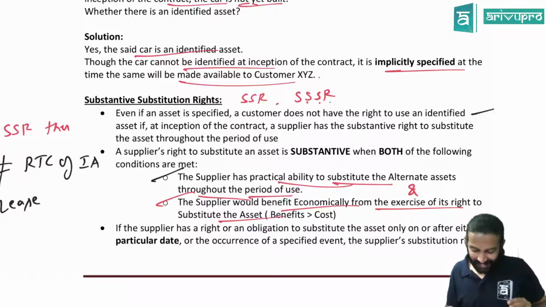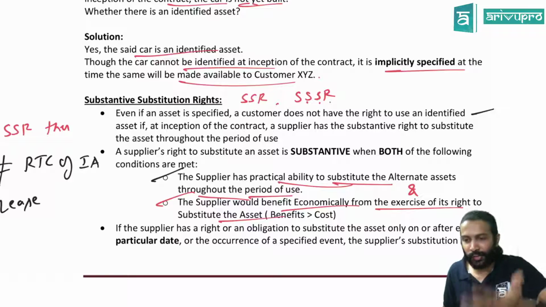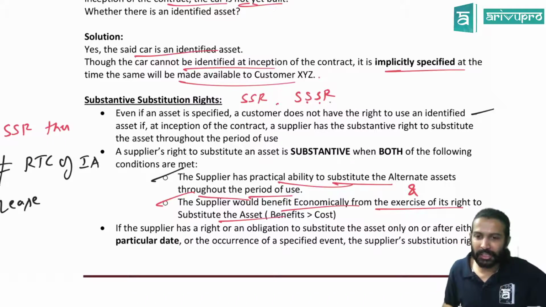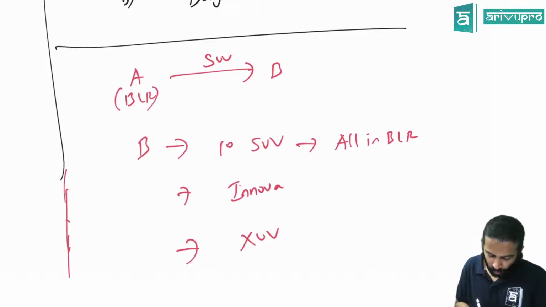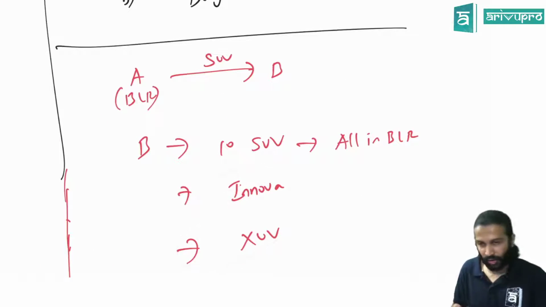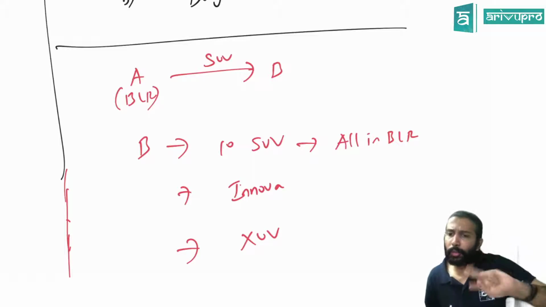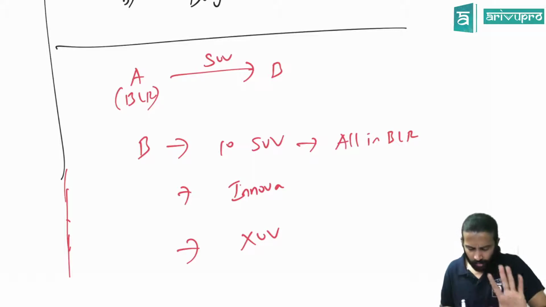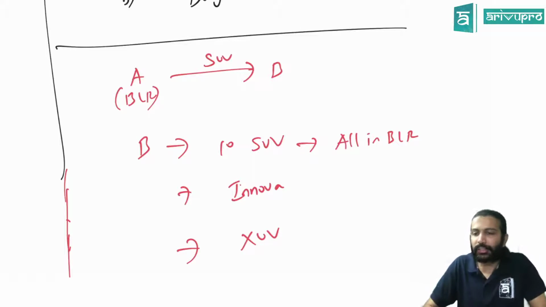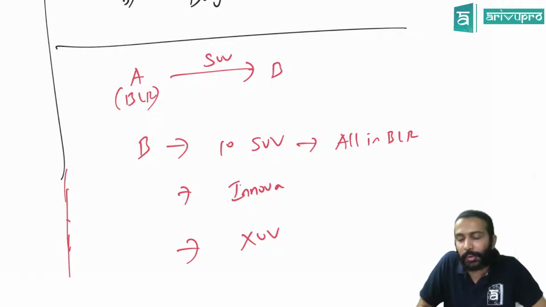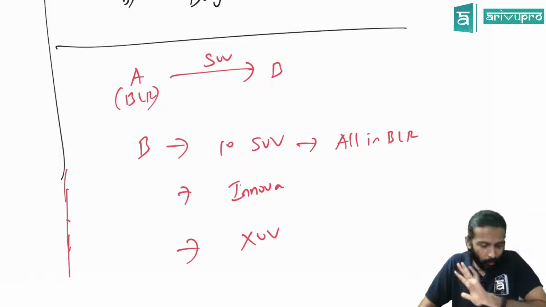If he feels that sending different Innovas to different customers will benefit him, that's what he did here also, no? In my example, I took Innova and XUV. You are substituting Innova only, correct? No. He's sending different Innovas to different customers. That means he's substituting the asset, and it is beneficial for him to substitute. So he'll only substitute if it is beneficial. If he is doing that, the supplier has SSR. You can't say this is a lease arrangement. It becomes a supply arrangement. Don't apply lease ka funda.